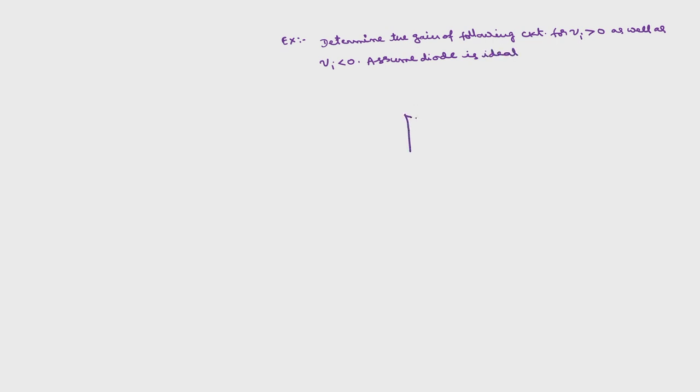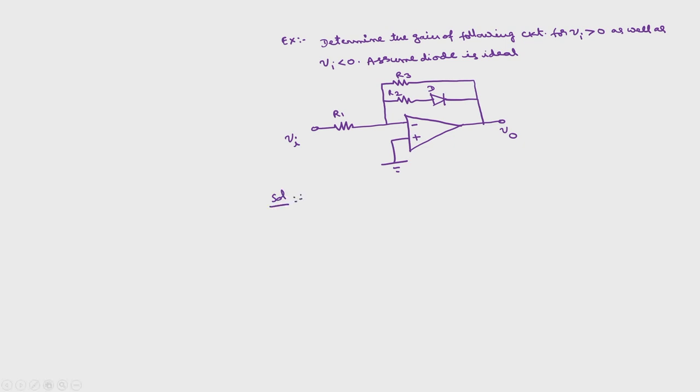This is the basic circuit. This is Vi. This is the diode. This is the output. This is R1, R2, R3. This diode is an ideal diode. So, to find the gain, which is V naught by Vi, gain is equal to V naught by Vi.